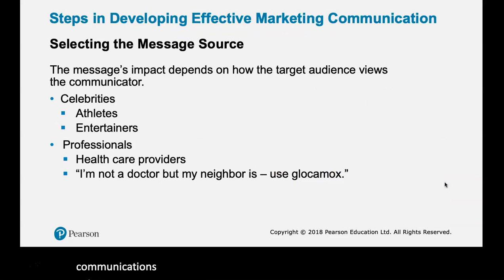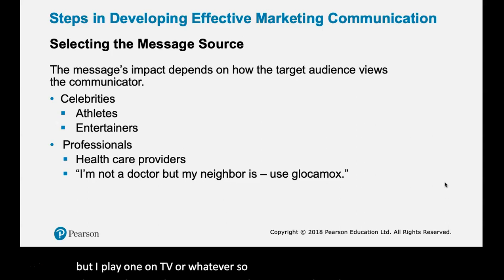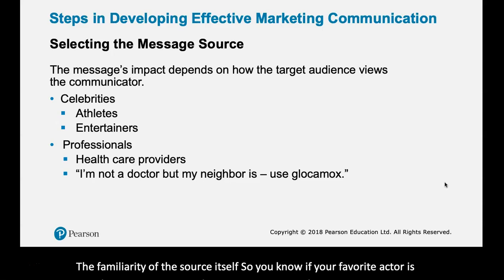Selecting a message source, a lot of times companies will have spokespeople that they will choose to talk about their products. Usually it's an entertainer or an athlete, someone who is very widely known and famous. But it could be a healthcare provider or someone on television, like on the Holiday Inn commercials that say, I'm not a doctor, but I play one on TV or whatever. So the point here is they're trying to make an impact based on the familiarity of the source itself. So if your favorite actor is on television, you may think, I want to see what they have to say. Not that they know anything more than you do, but again, it's a popular way to get a message out there.